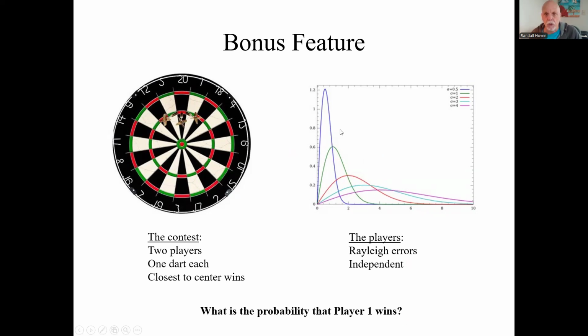And these, for example, could be different PDFs associated with different players. Maybe player one is green and player two is red here, all described by their little sigma values. So a smaller sigma value means closer to the center. So you'd think the guy with the smaller sigma would win. What's the probability of that?